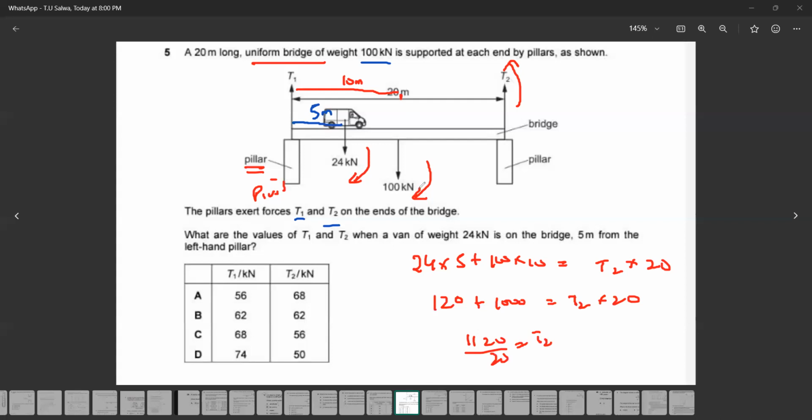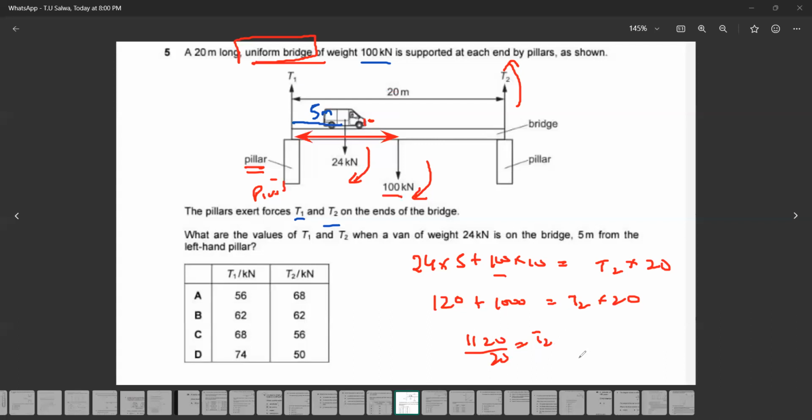How I got 10? Because they mentioned that it is a uniform bridge. So for uniform objects, the weight should act at the center. So the distance from the pivot to the center is equal to half. The total is 20, so half of 20 is equal to 10. That's how I got 10. The total force is, the weight is 100 and the distance is equal to 10.